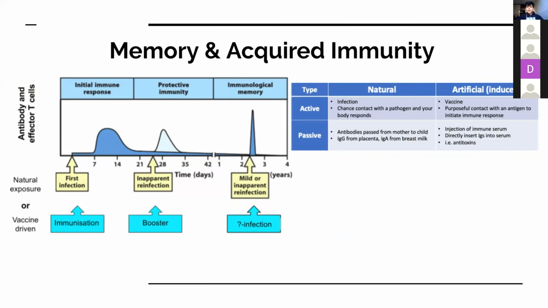Then that little table on the right, it's a good idea to memorize that because they'll ask you about things like, is a vaccine artificial active immunity? So long story short, natural active immunity is for infection. Then you have artificial active immunity, which is due to a vaccine. And then artificial passive is injection of immune serum. And then natural passive is just antibodies passed from mother to child, such as IgG. All right, cool. Let's move on.